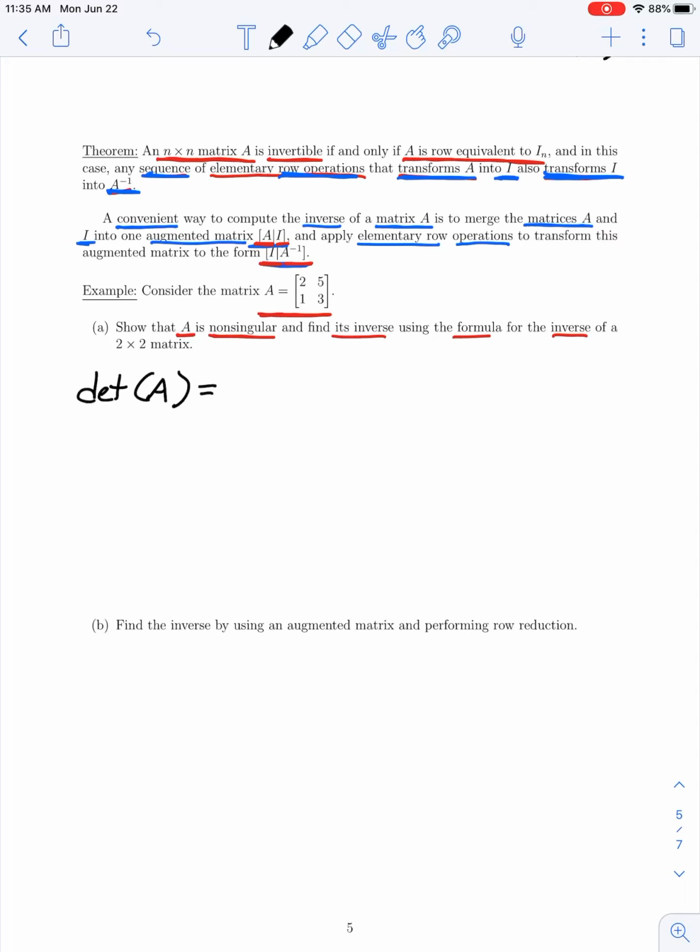In order to show that the matrix is non-singular, we could look at the determinant of this matrix A, which would be 2 times 3, or 6, for the product of the diagonals, minus 5 times 1, which is 5, for the product of the off diagonals. So we're left with a determinant of 1, which is certainly non-zero, which means that A is non-singular.